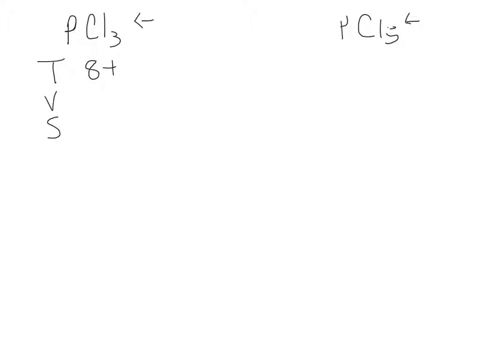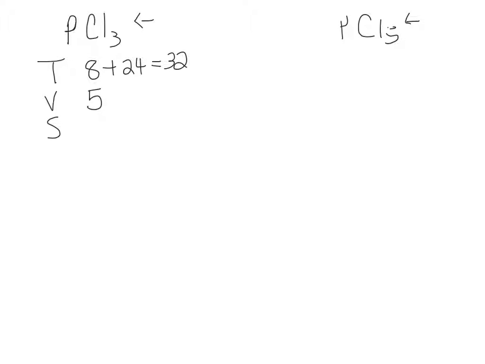So let's say, take a look at phosphorus. You can have PCl3, you can have PCl5. The combining capacity of phosphorus is 3. So this has 3 bonds. So TVS should work for this one and not for this one. So TVS, phosphorus wants 8, chlorine wants 8, and there's 3 of them. So 8, 16, 24. So a total of 32.